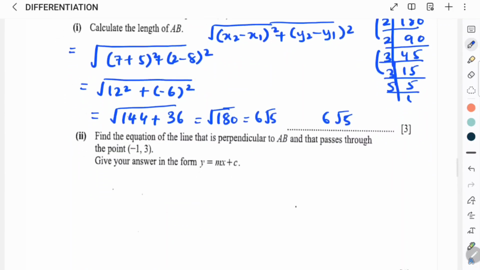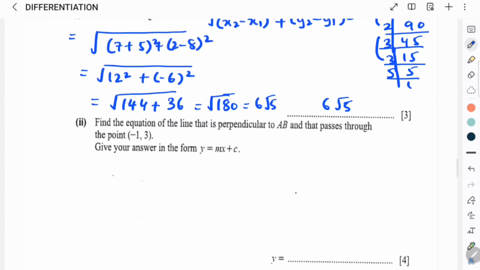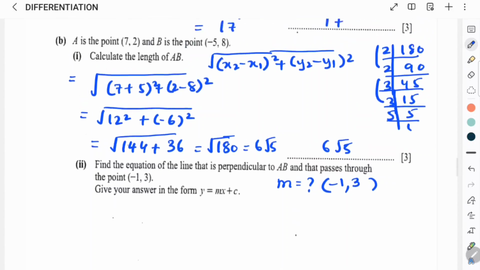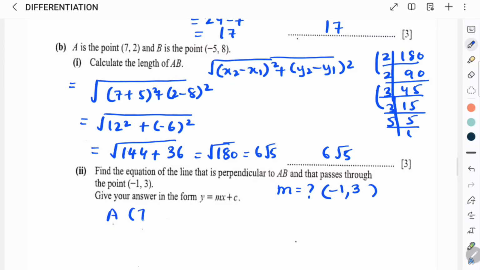The next part is the equation of the perpendicular line of AB, which passes through minus 1, 3 as the point. So you know that the equation is required in this question here. For every equation we need a gradient and a coordinate. The coordinate is here, and we need a line. So for finding out the gradient, you know that A is 7, 2 and B is minus 5, 8. It's written at the top.